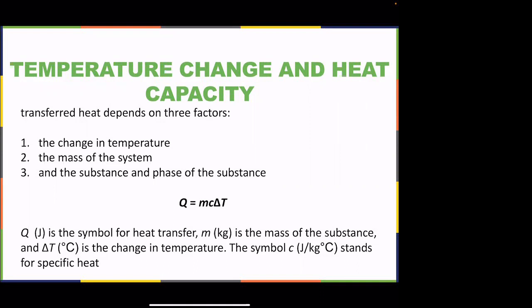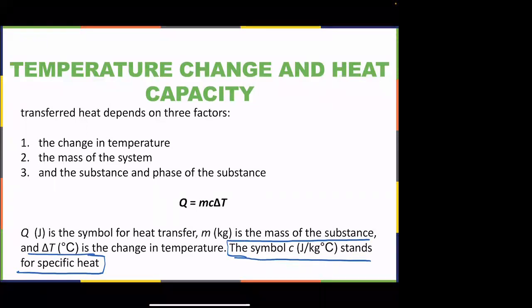The symbol C stands for specific heat. That's key. You probably didn't notice that in the little readings there, but the symbol C stands for specific heat. And your specific heat is how easily you change your temperature. The higher the specific heat, the harder it is to change your temperature.